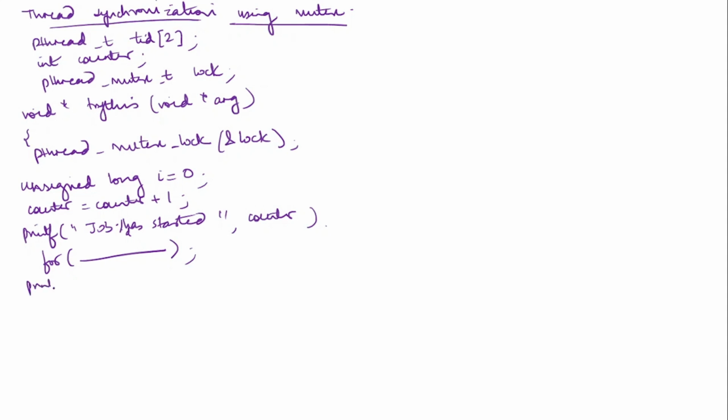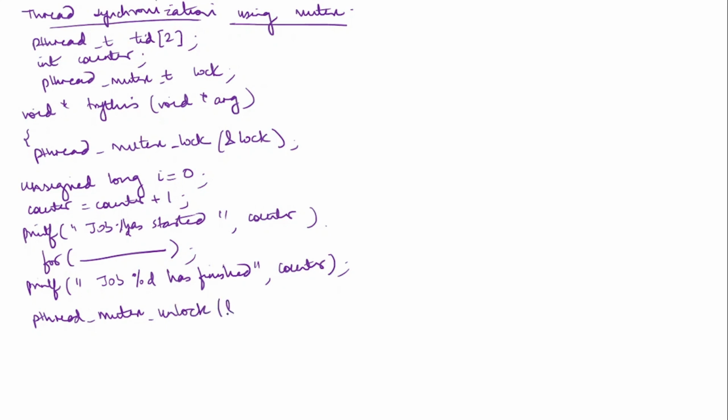I again write printf job %d has finished, with the value of counter here. Then I write pthread_mutex_unlock. So this is the complete function which will be executed by the threads.